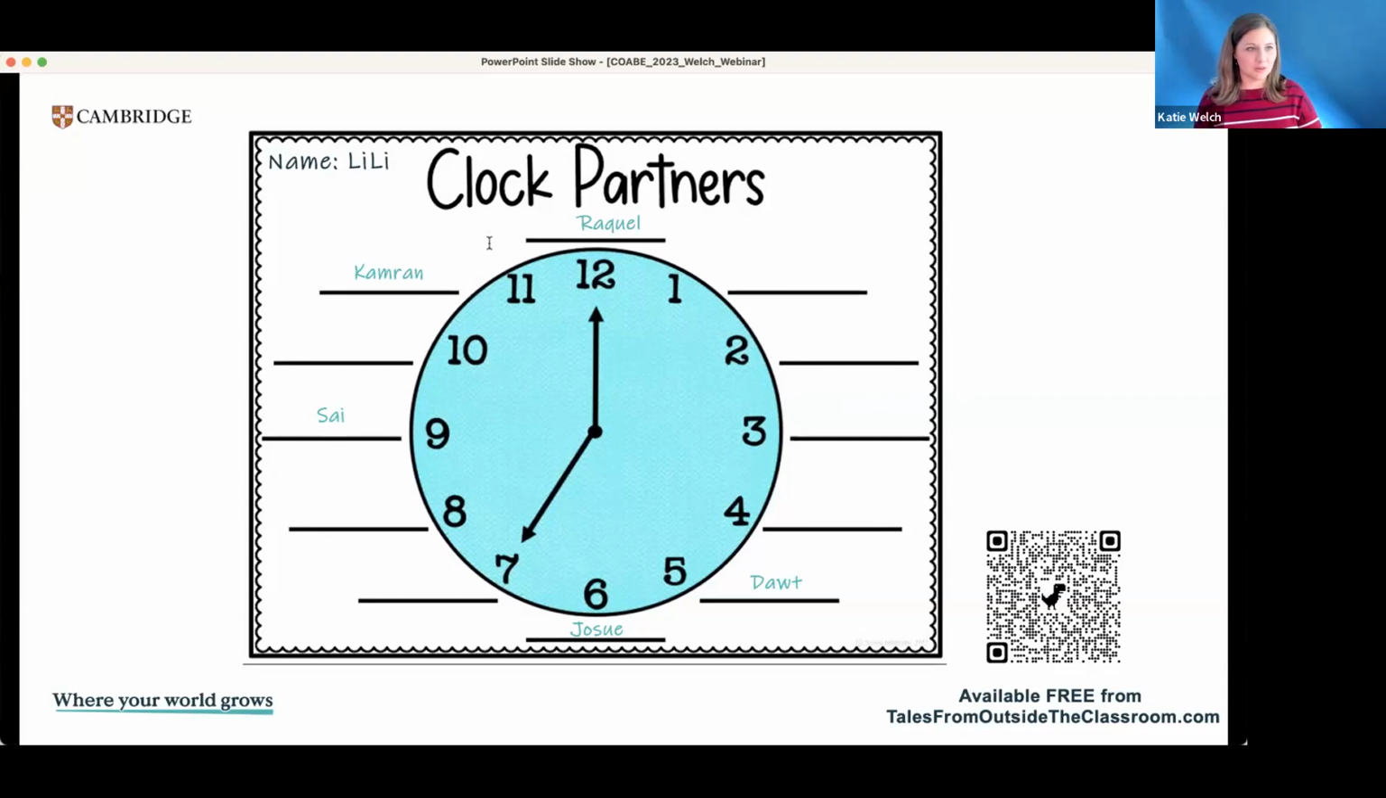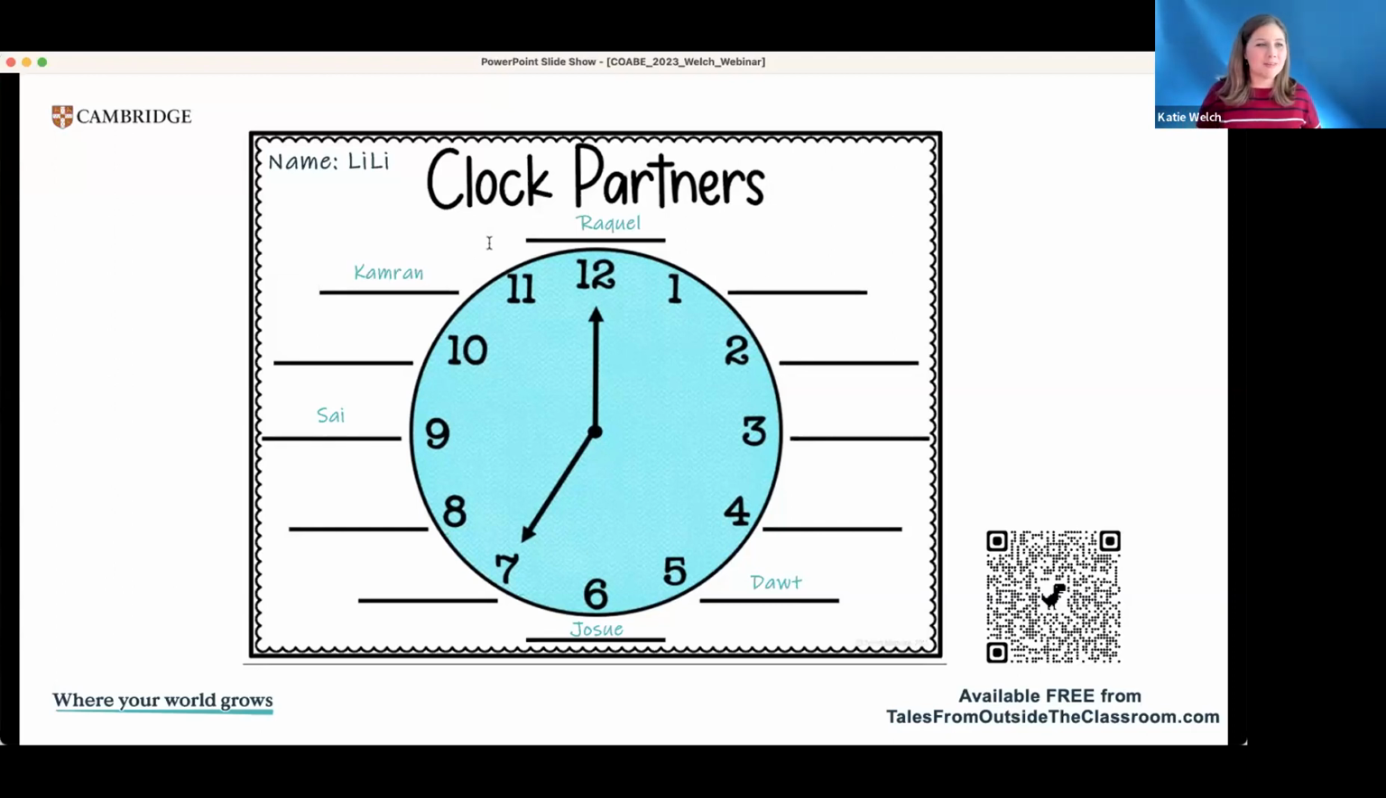You can grab this for free if you want to use it. But the way clock partners work, this has nothing to do with time. When I first heard about these, I thought, okay, at 1 o'clock this person is supposed to work with this person, at 2 o'clock I'm supposed to change and work with someone else. It has nothing to do with the actual passage of time in your class.